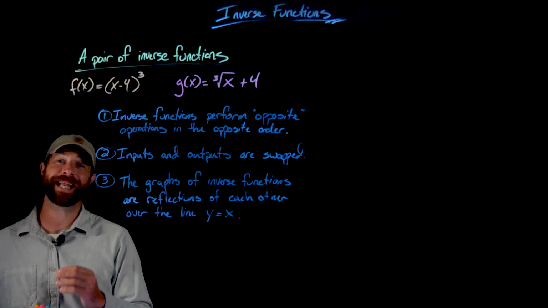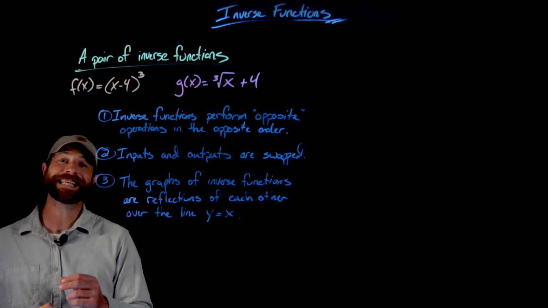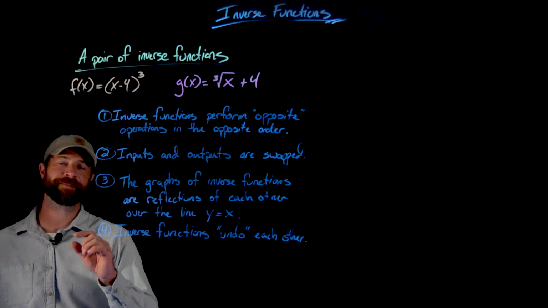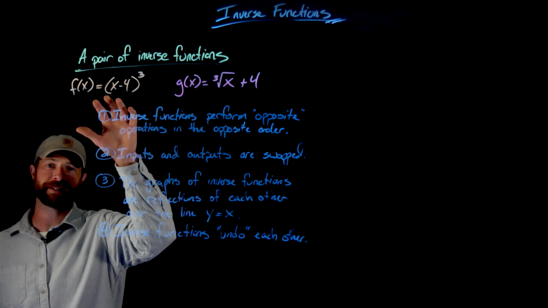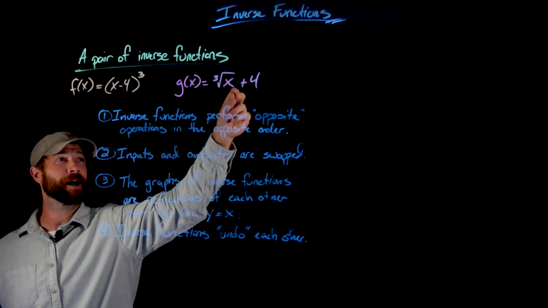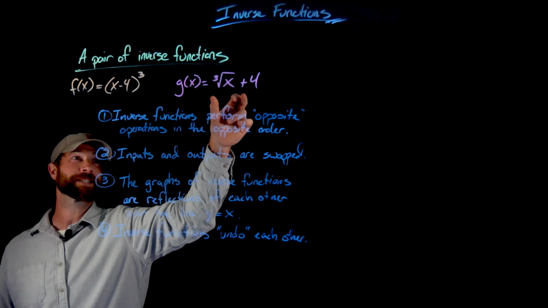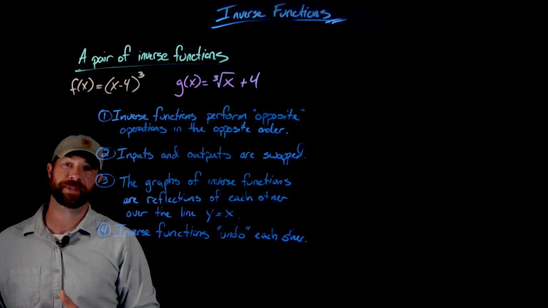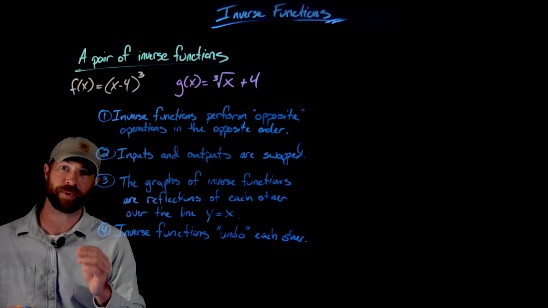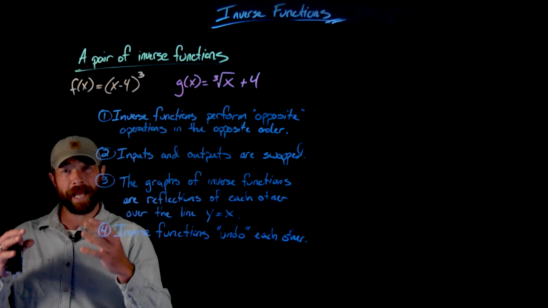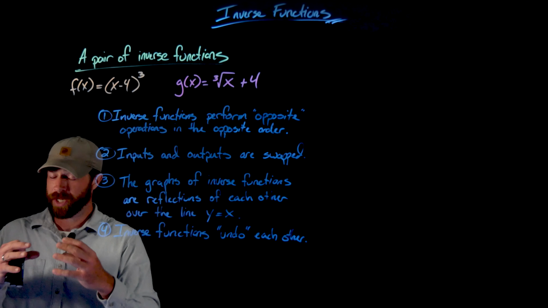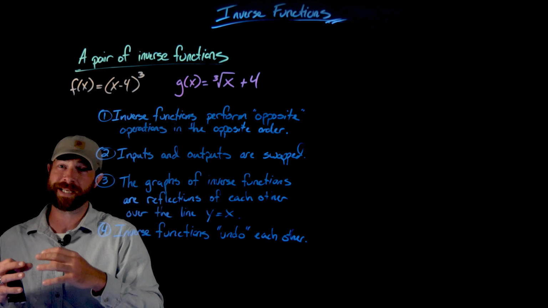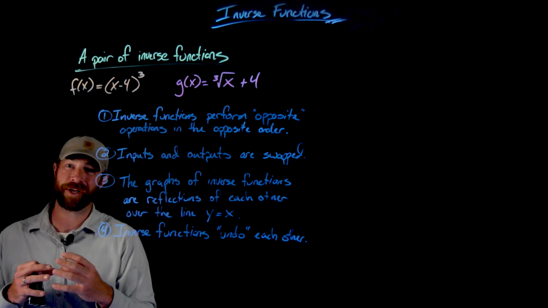Then the fourth thing to state, and this is really important for inverse functions, is that they undo each other. What I mean by that is this: if I input a value into f of x and then take that output and plug it into g of x, the result would be the original input I put in. We recently talked about composition of functions, and I'll generalize this statement in a second. But the idea is if you have a composition of inverse functions, the way in which they interact, the fact that they perform the inverse operations in the opposite order, they cancel each other out.